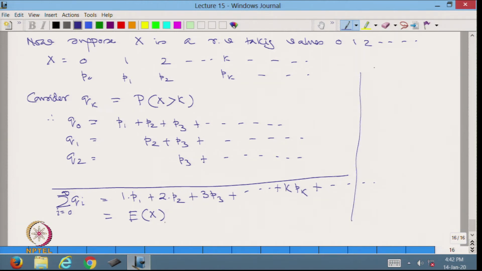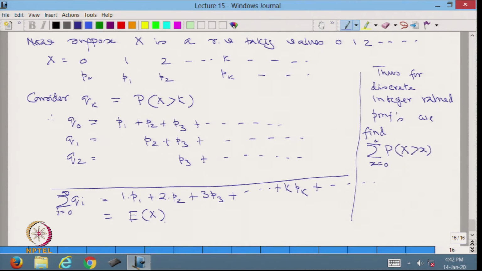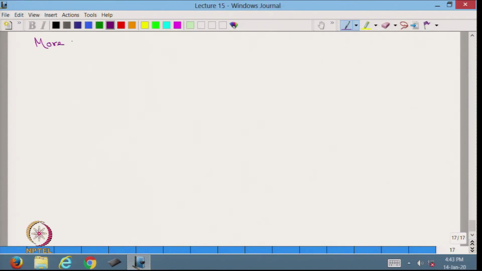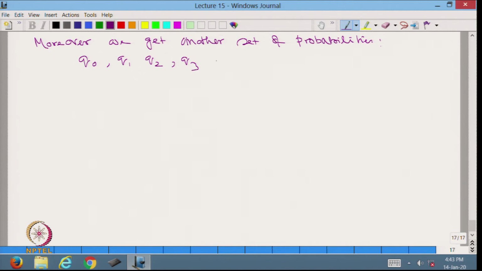This is nothing but expected value of x. Thus, for discrete integer valued PMFs, we find sigma over x, probability x greater than x, x is equal to 0 to infinity, is equal to expected value of x. So, this is an interesting property of such variables, but for the time being, we find that we have another set of probabilities, namely q 0, q 1, q 2, q 3 like that.